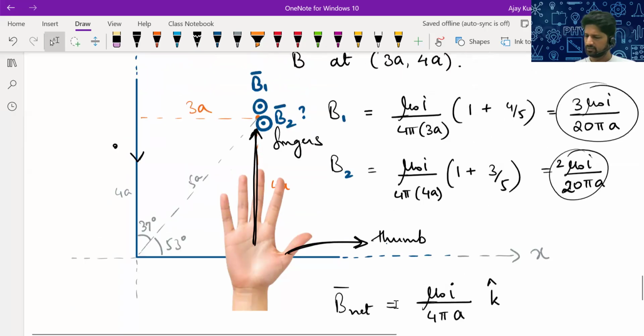Aishwarya, was this the answer you gave? No, sir. Okay. Where did you make the mistake? Sir, in the last step. Fine, fine.